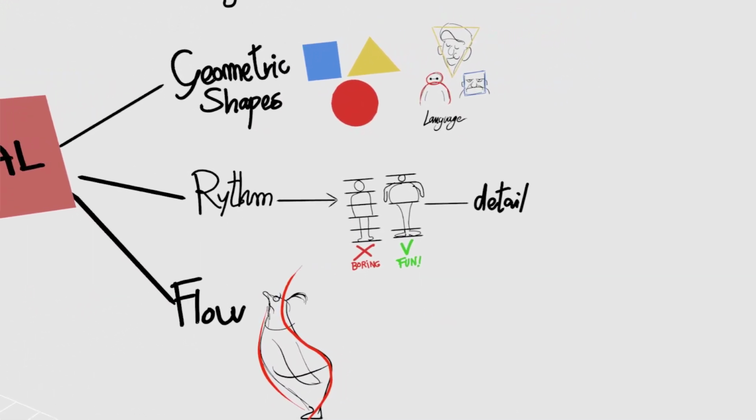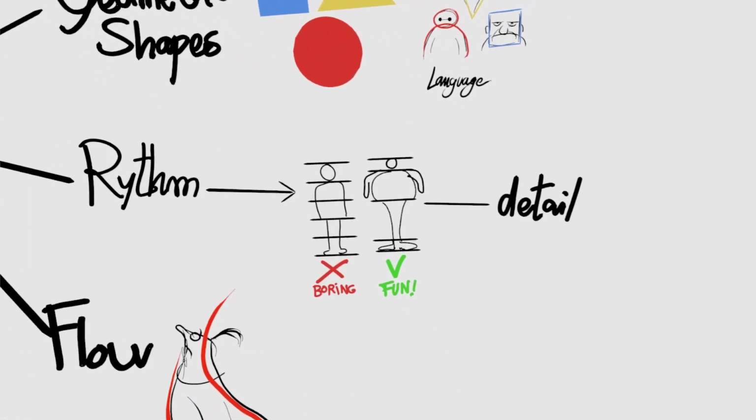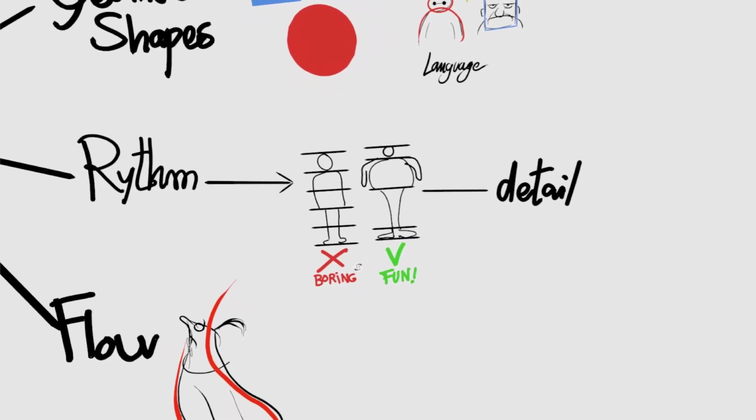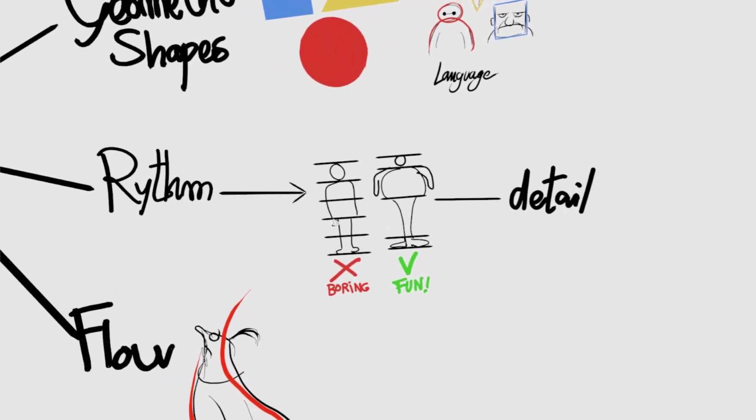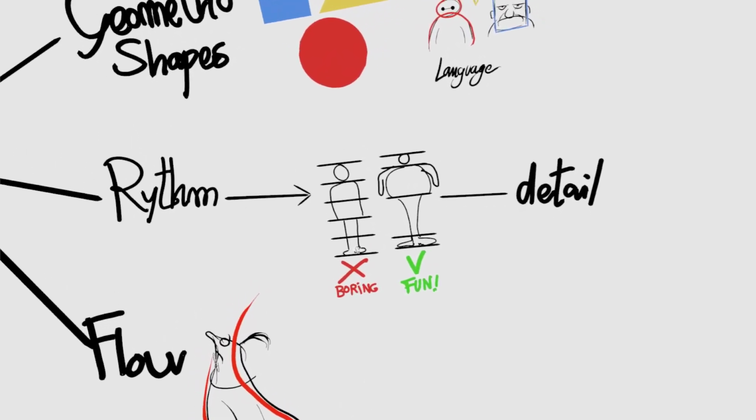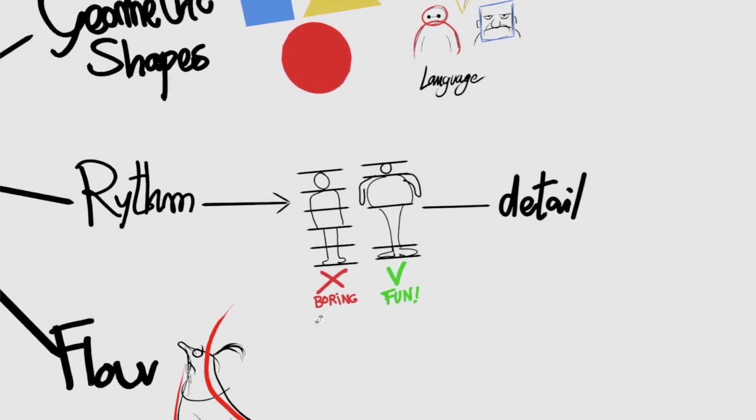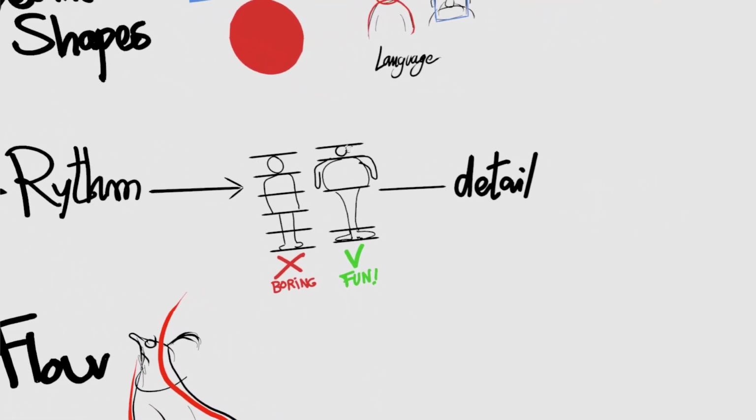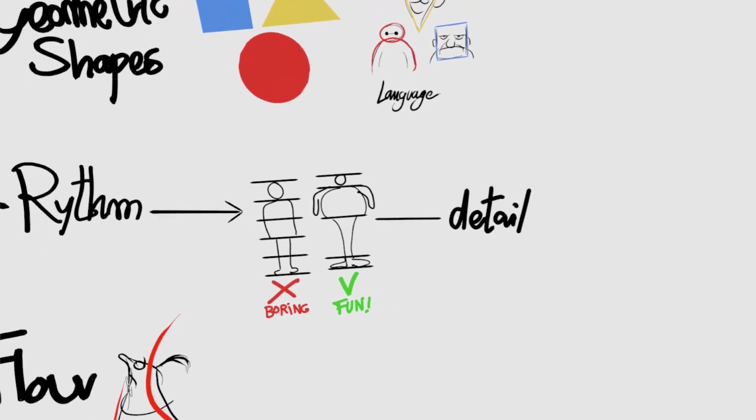The concept of rhythm is about breaking up the proportions a little bit. In this example, if you have a character where all the proportions are very even, very well distributed and very normal, it tends to be boring and not so appealing. If you play with the proportions a little bit more, it's much more fun and more interesting, right?